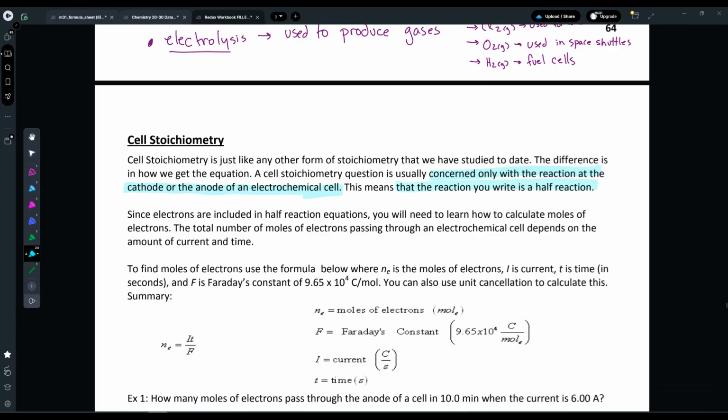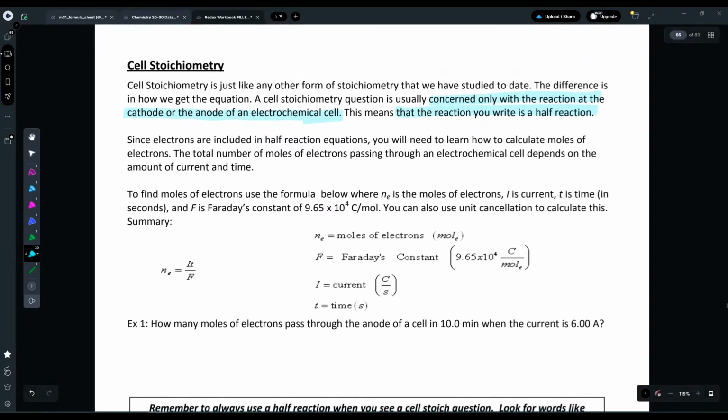So since electrons are included in half reaction equations, you're going to need to learn how to calculate the moles of electrons. The total number of moles of electrons passing through an electrochemical cell really depends on the current and time. So the current that's passing through the electrochemical cell and just for how long that current is applied to that electrochemical cell. So to find the moles of electrons, we're going to use the formula below.